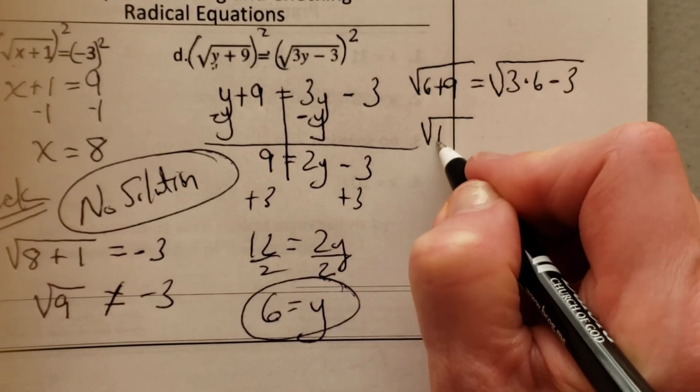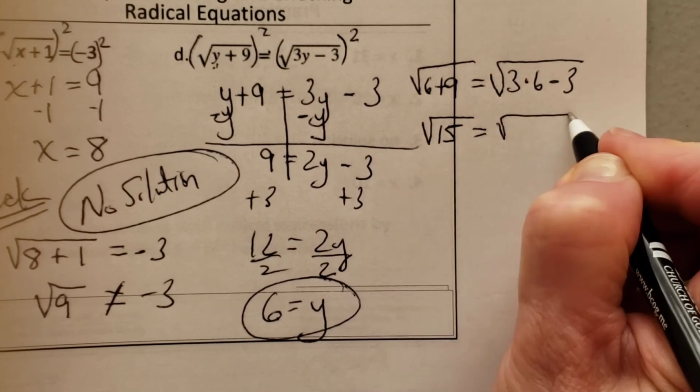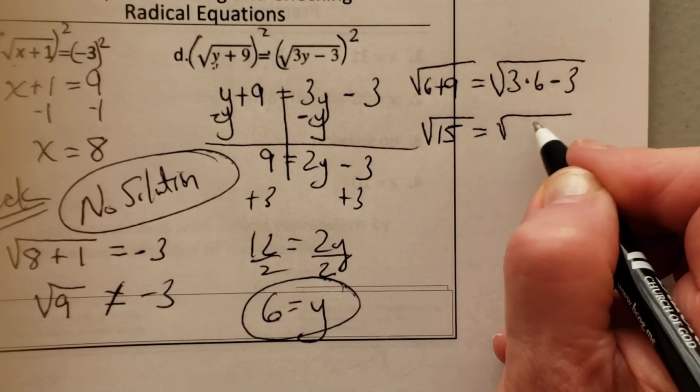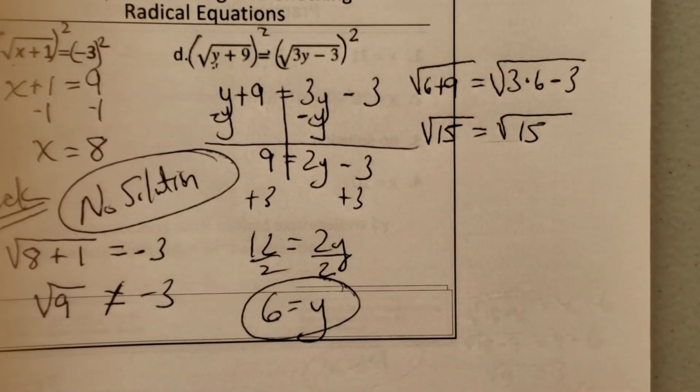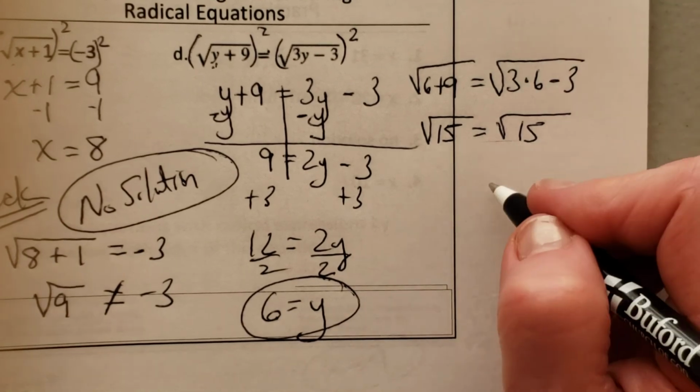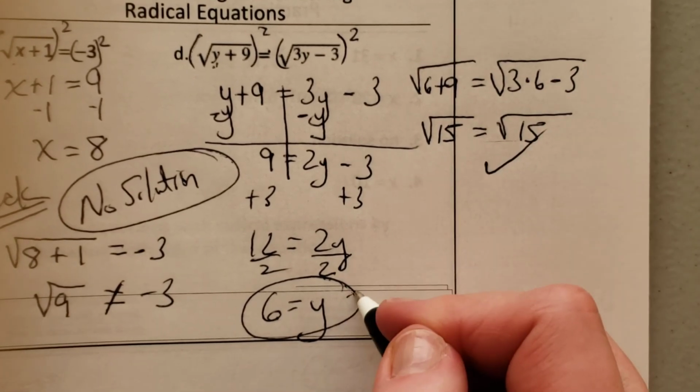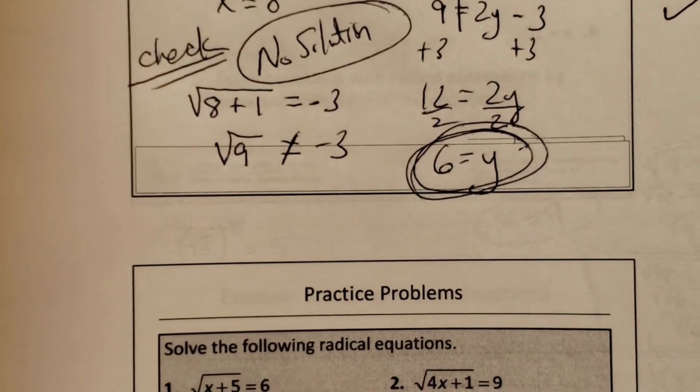So 6 plus 9 is 15. 18 minus 3 is 15. We don't have to go any further. We know that the square root of 15 is equal to the square root of 15. So that means that 6 is the right answer.